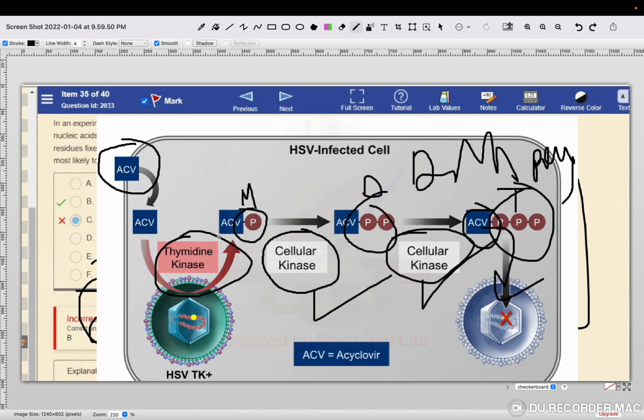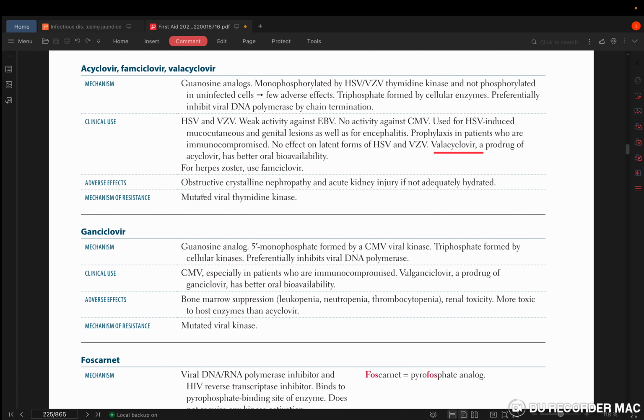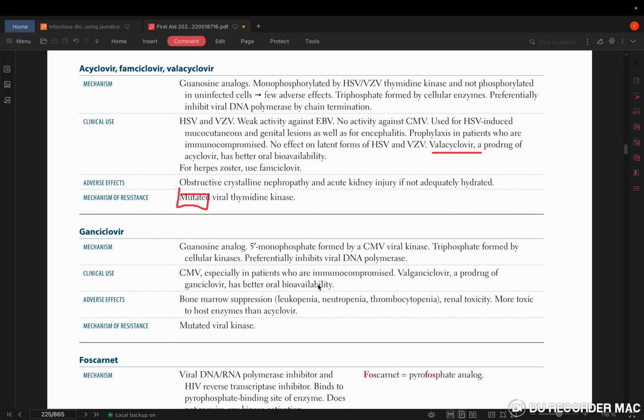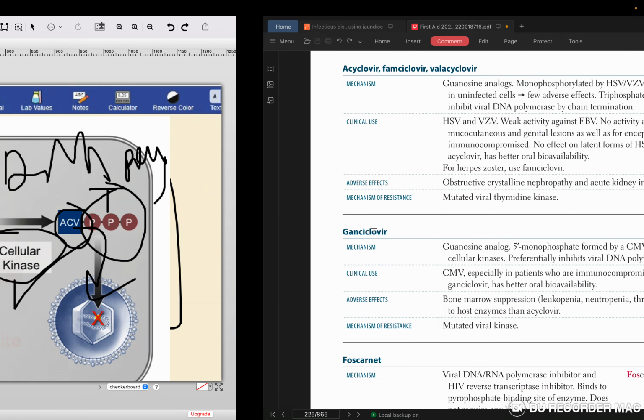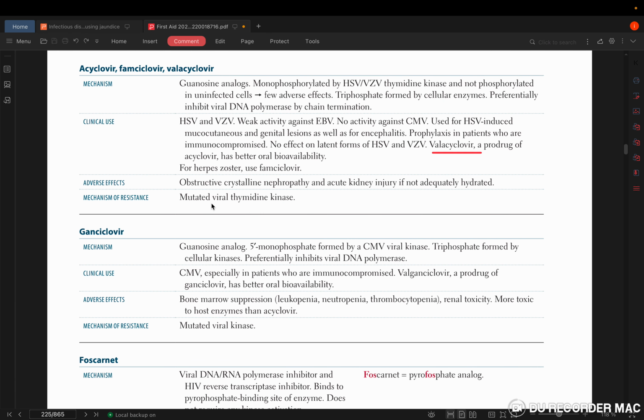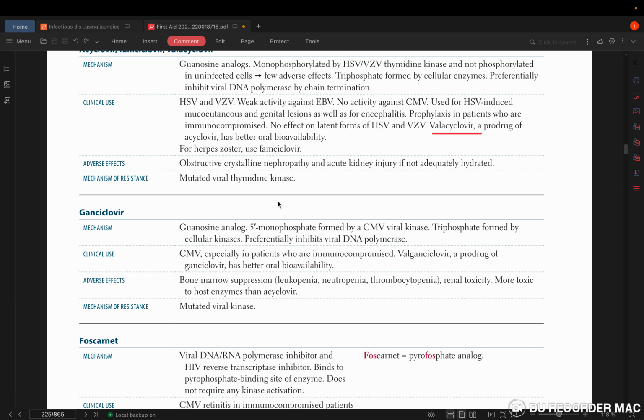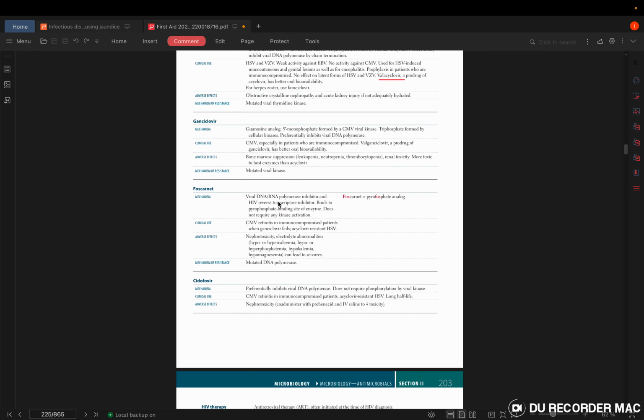Remember this viral thymidine kinase? If it's mutated, it will not be working. If it's not working, the acyclovir cannot be phosphorylated. If the acyclovir cannot be phosphorylated, done. The drug is useless. So mutation in the viral thymidine kinase is the mechanism of resistance.